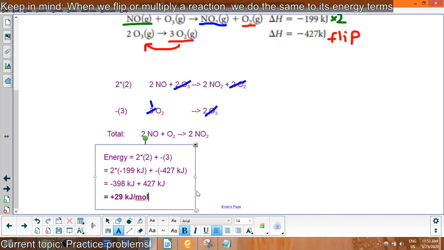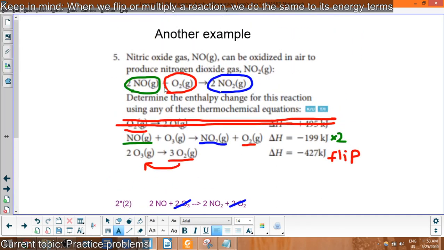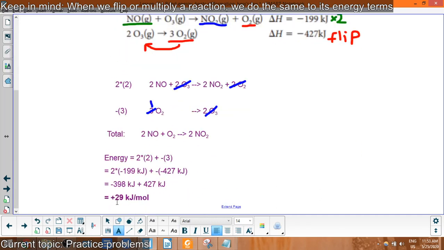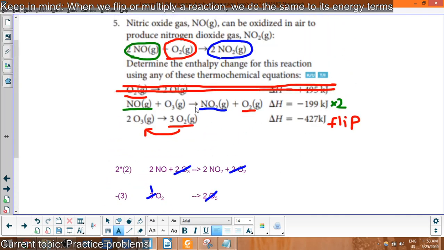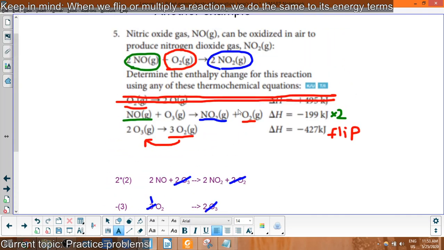Per mole. We can figure out how much this reaction would take. It's plus 29 kilojoules per mole by using these other reactions. And in this case, we didn't need that first reaction at all. So that's some Hess's Law practice problems.